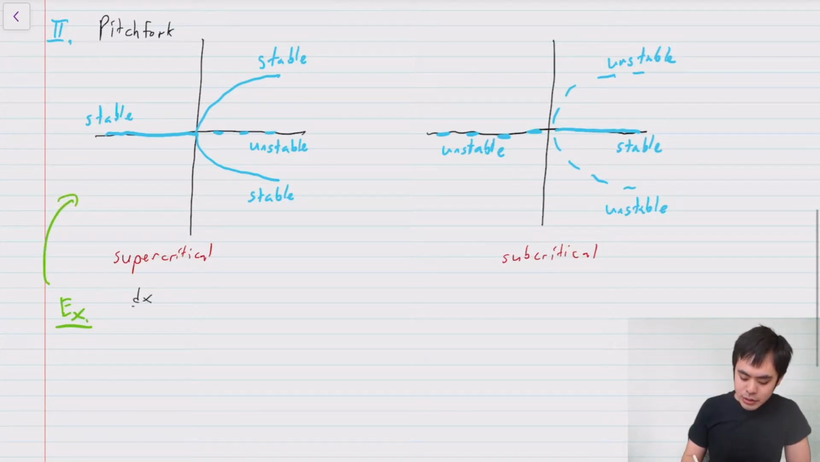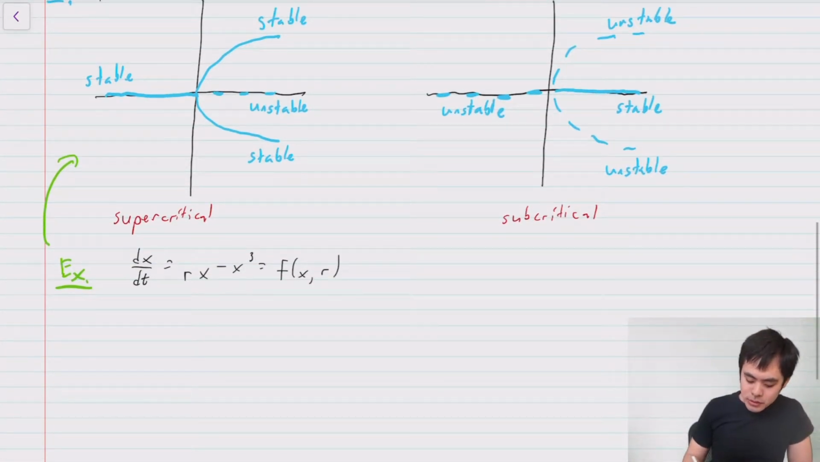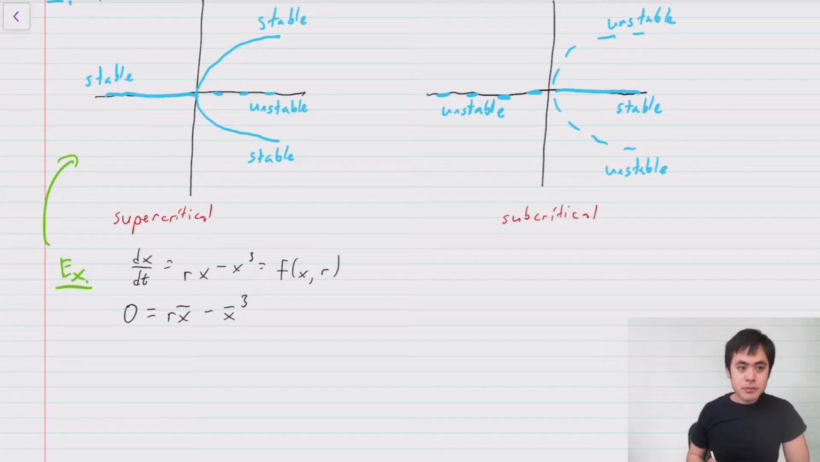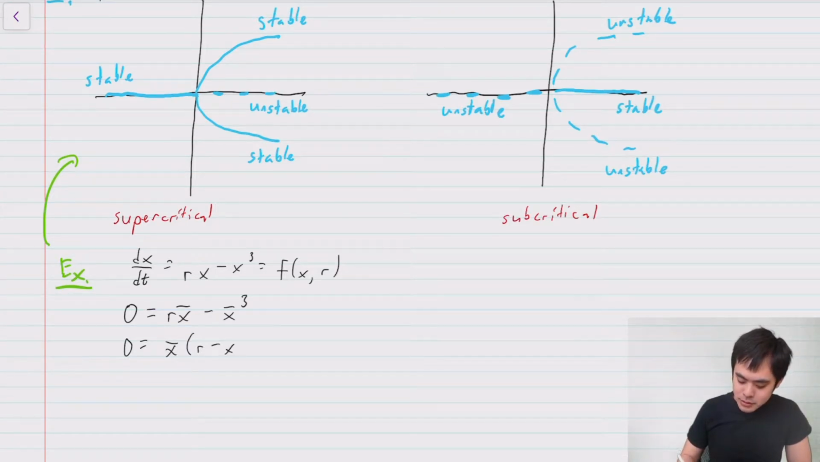So we start out with dx/dt equal to rx minus x cubed, which is f of x, r. Okay, so then we have 0 equal to r x-bar minus x-bar cubed. And so 0 is equal to x-bar times (r minus x-bar squared), which implies that x-bar is equal to 0 or plus or minus the square root of r.